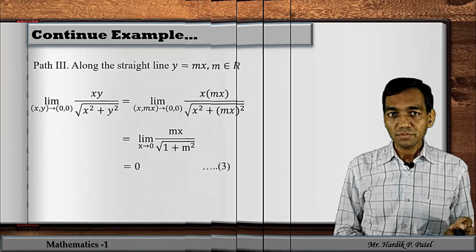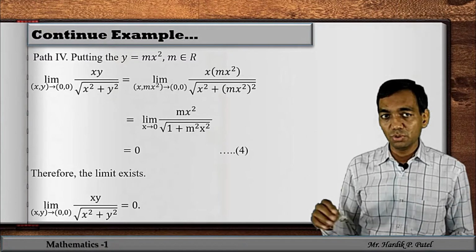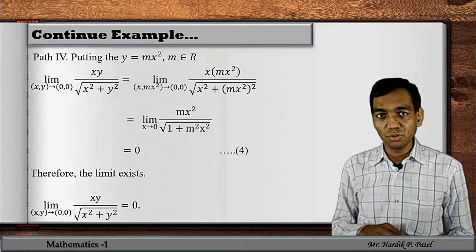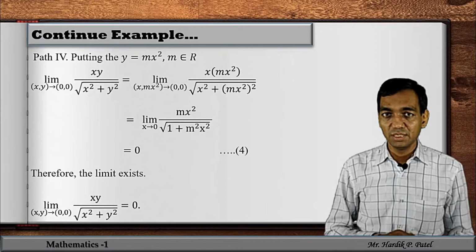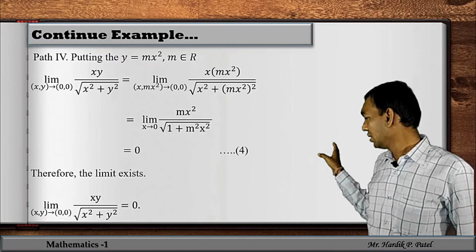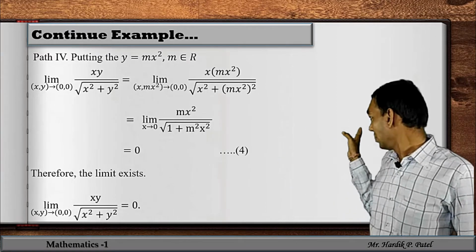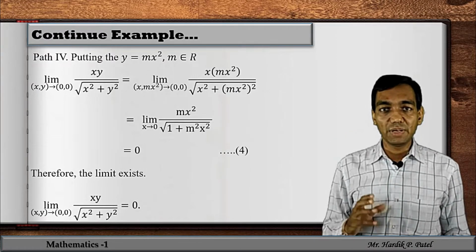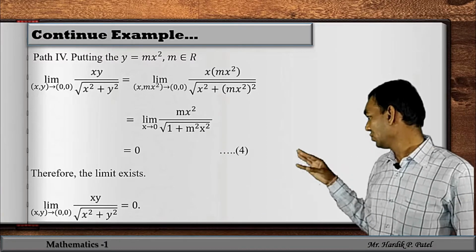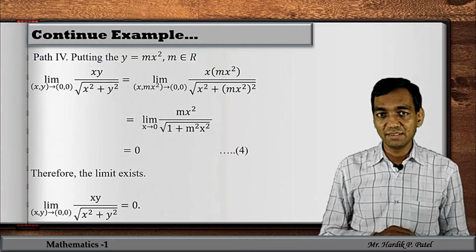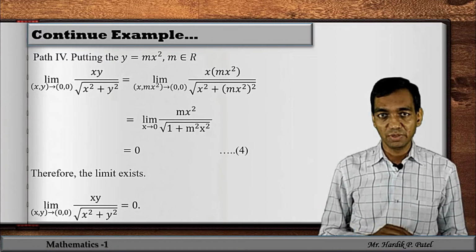In the same manner, now we are going to put y is equal to mx square. So the limit as (x, y) tends to (0, 0) of xy divided by under root of x square plus y square is equal to the limit as (x, mx square) tends to (0, 0) of x into mx square divided by under root of x square plus mx square the whole square. Again common out x square from the denominator and cancel out, that will give mx square divided by under root of 1 plus m square x square.